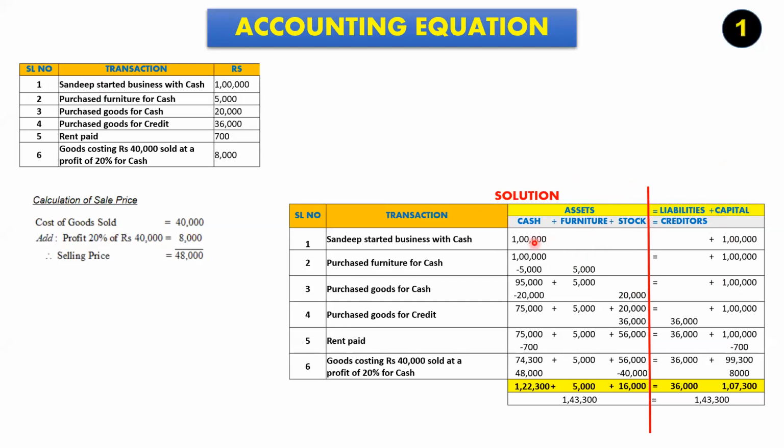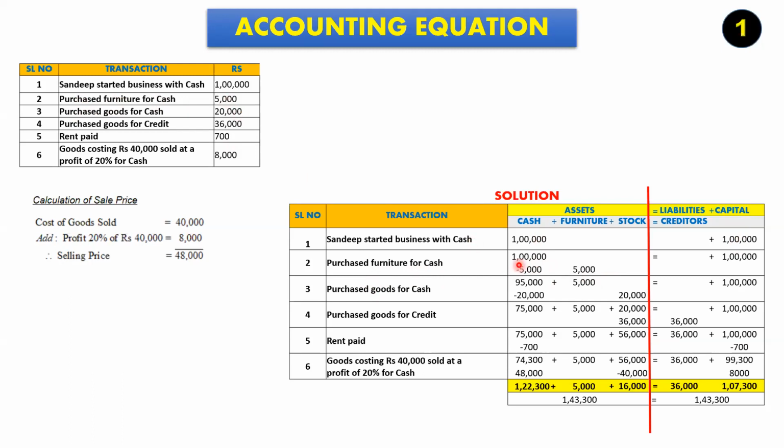That means 1 lakh rupees is invested in cash. What is that called? Investment is called capital. So 1 lakh rupees comes here, on the right hand side. Please concentrate, okay? Purchased furniture for cash. See here, purchased furniture for cash, 5,000 rupees.